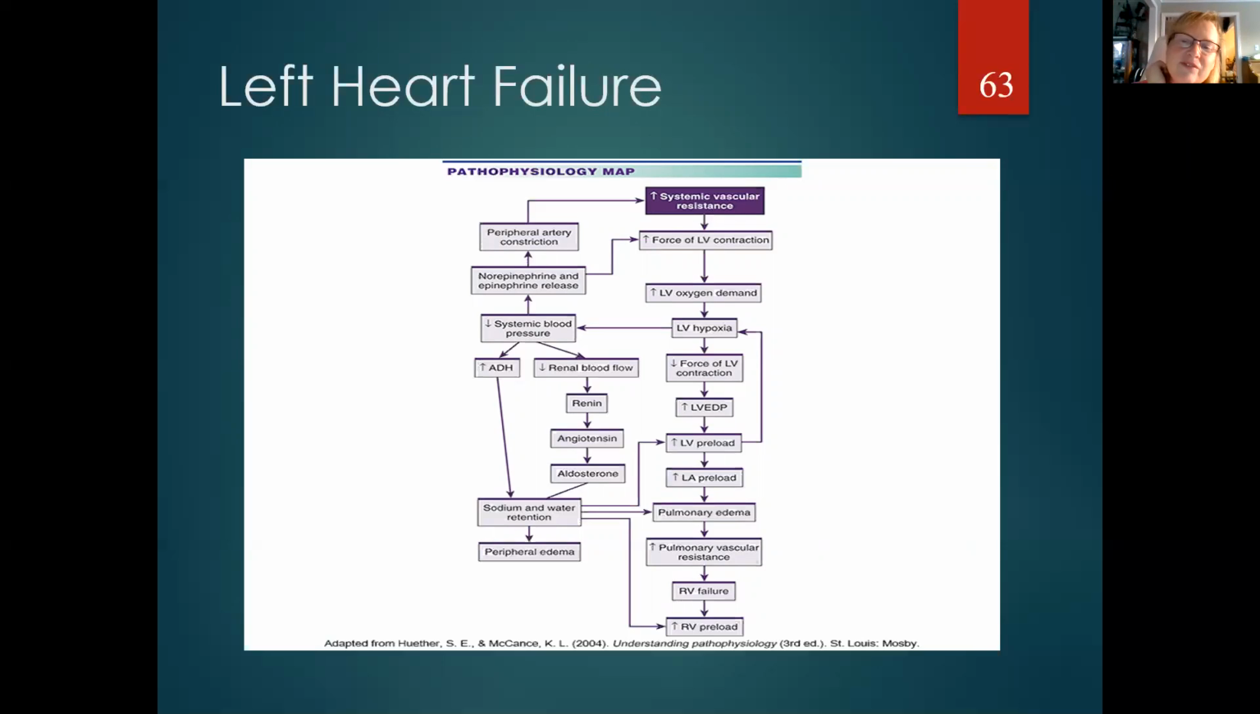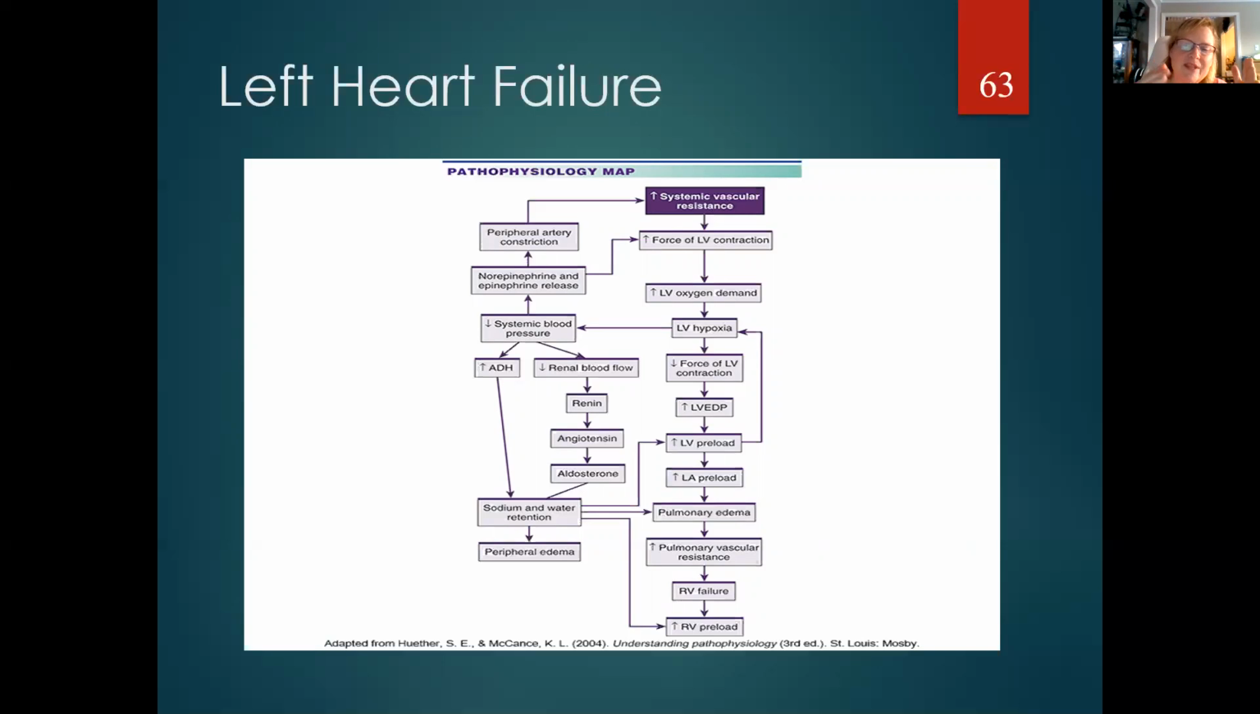Now we're going right back up to where we're still at the heart. We've got that left ventricular hypoxia. And because that left ventricle is working so hard, it needs more oxygen. It's not getting enough oxygen. Because it's not getting enough oxygen, the force of that contraction decreases. When it's not getting enough oxygen, like when you run a marathon and you're not getting enough oxygen, you have to stop running, right? Or slow down because you're just not getting enough oxygen. So the force of that contraction decreases.